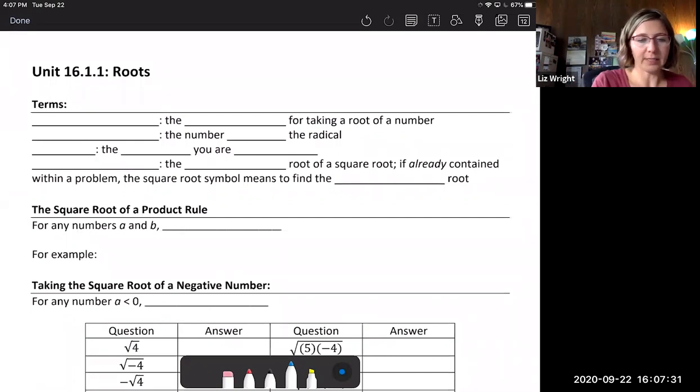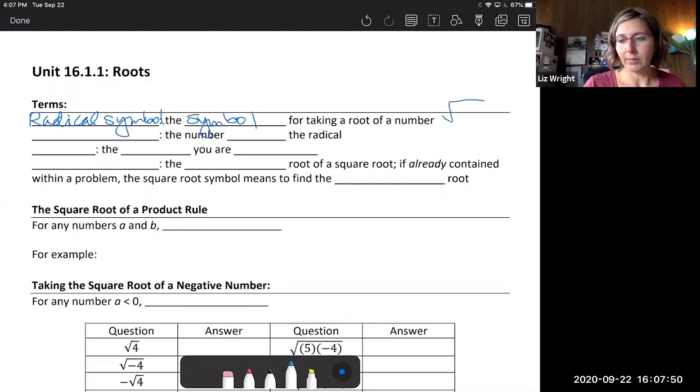Our first term is going to be our radical symbol. It's just going to be the symbol for taking a root of a number, right? So it's the radical. It looks like that. You know, I might say, where's your radical symbol? Take the root of something, and that's what I'm referring to.